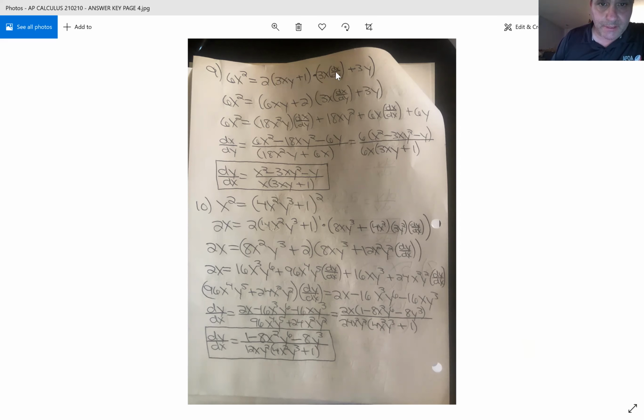Okay. Then I put these two in one binomial, and then I FOILed 6xy plus 2 by what you see in here. And this is what you see. Group the dy/dx together. That's the 18x squared y plus 6x on the bottom here. And then the numerator is 6x squared minus 18xy squared minus 6y.